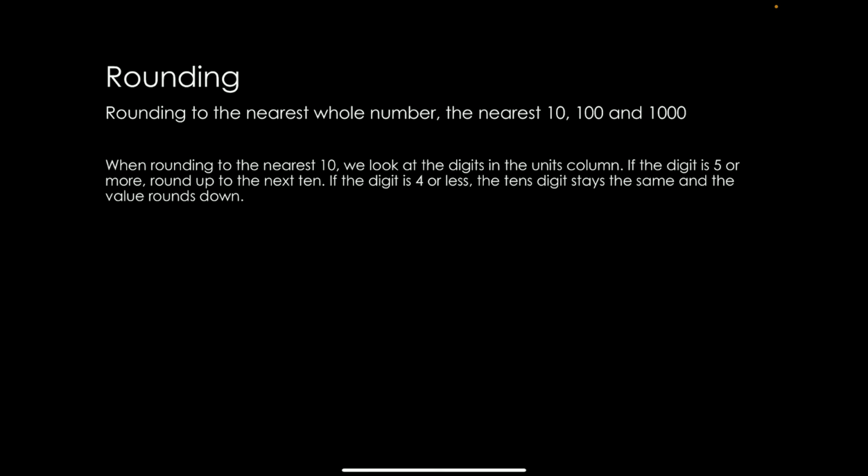So when rounding to the nearest 10, we look at the digits in the units column, the end column. If the digit is 5 or more, we round up to the next 10. If the digit is 4 or less, we round down and we leave it as it is. So round these numbers to the nearest 10. Pause the video and have a go and press play for the answers.